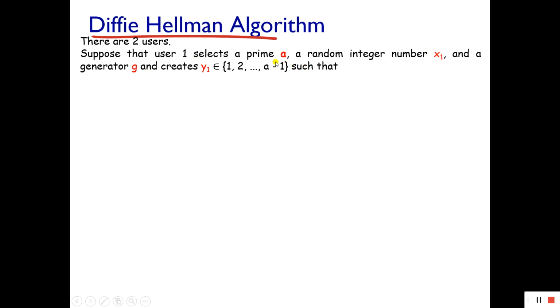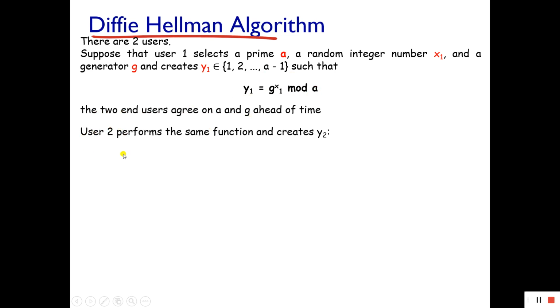Now user 1, with this yellow color A and G and his private color x1, will try to find y1. How will he find y1? y1 is always G raised to x1 mod A, where A is the common one. Now user 1 has calculated y1. At the same time, the other end user, who has agreed on A and G ahead of time, is user 2, who performs the same function and creates y2.